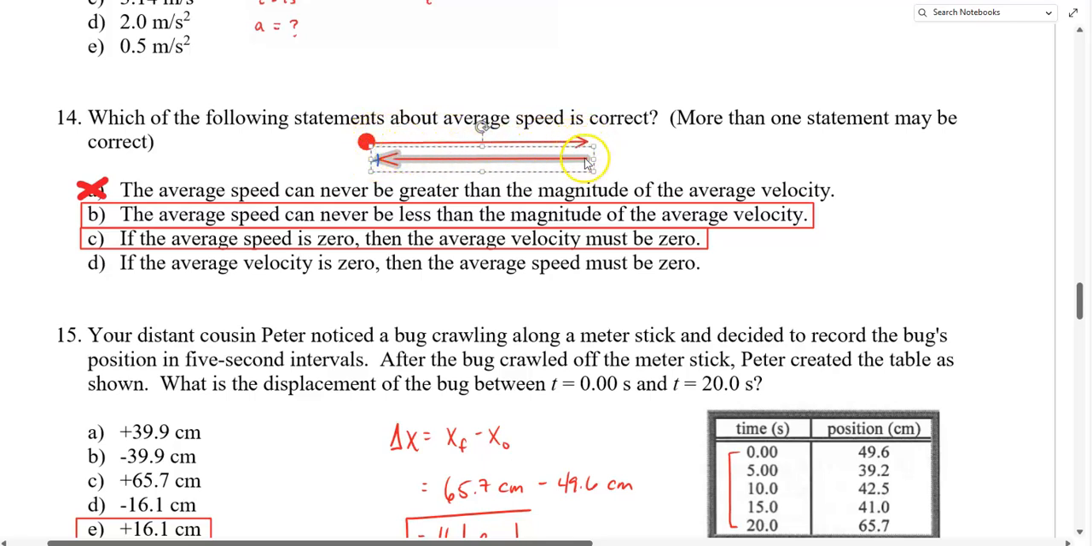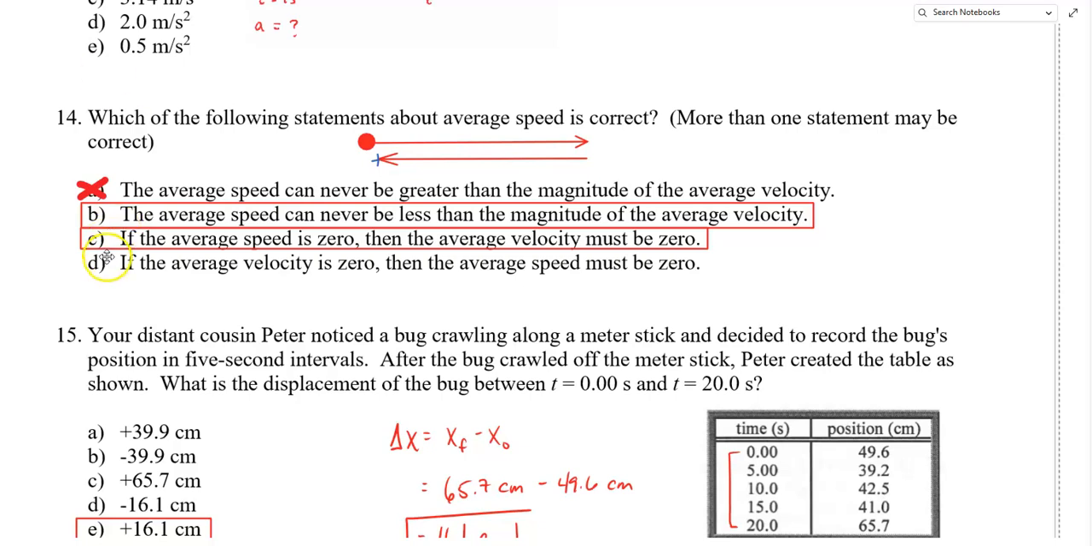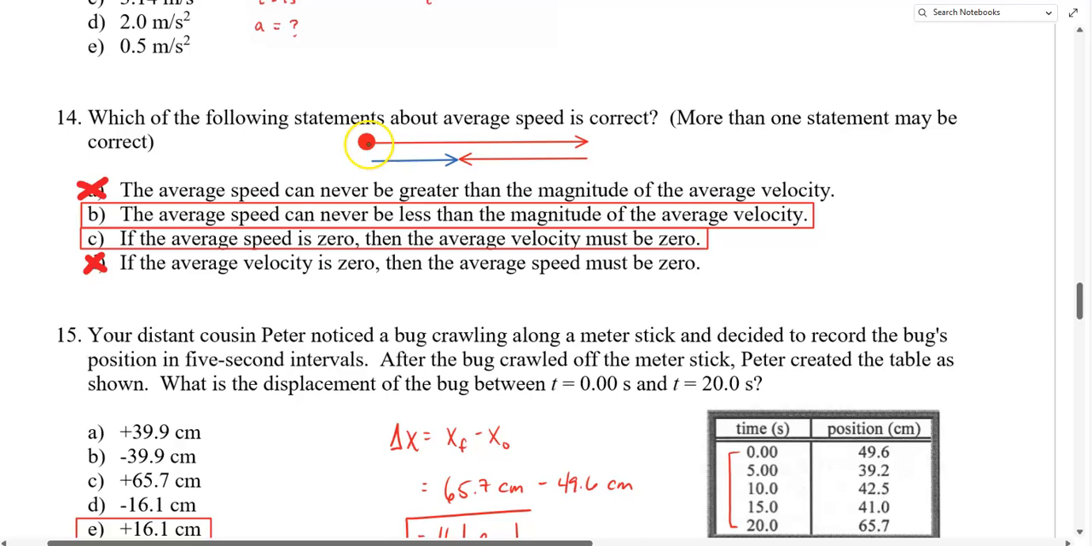We traveled a large distance over a certain amount of time, but in terms of our velocity, we had zero displacement with the same amount of time. So we can have a zero velocity, but a much higher speed. So it's not necessary that the speed must be zero if the velocity is zero. If we had reversed those phrases, that is true if the average speed is zero.